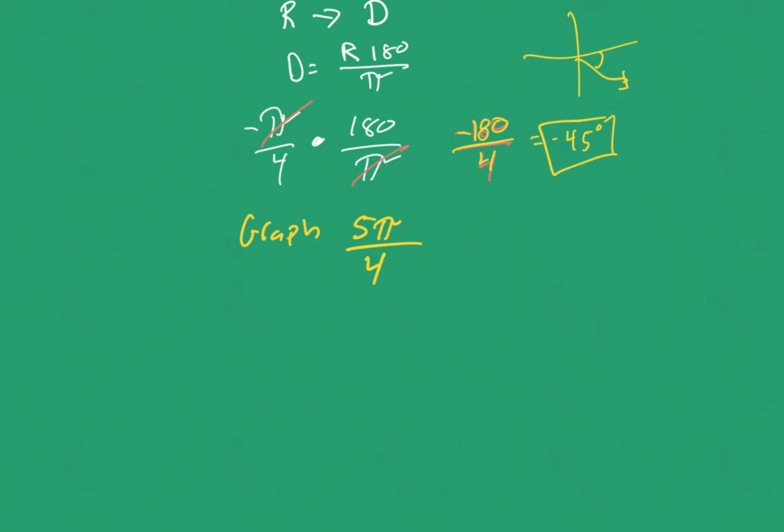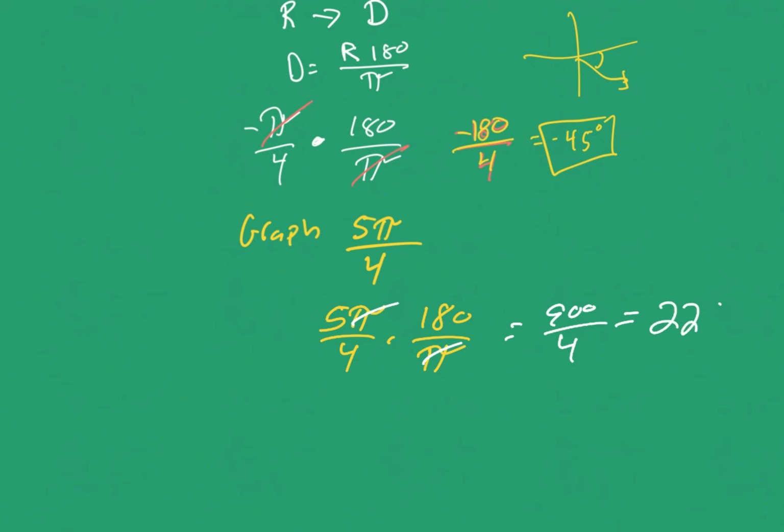So step one, if you're asked to graph this, is to change it to degrees. So to change it to degrees, it's 5 pi over 4 times 180 over pi. Pi's cancel out. And the easy way is just go 5 times 180, so it's 900. Divided by 4. So that would be 900 divided by 4, which is 225.